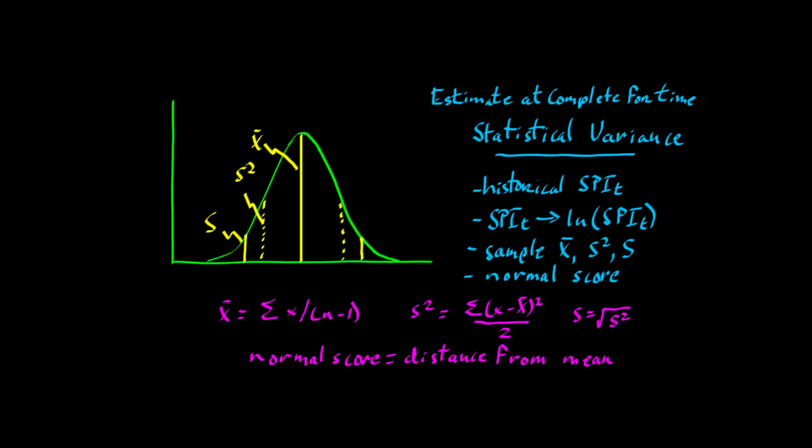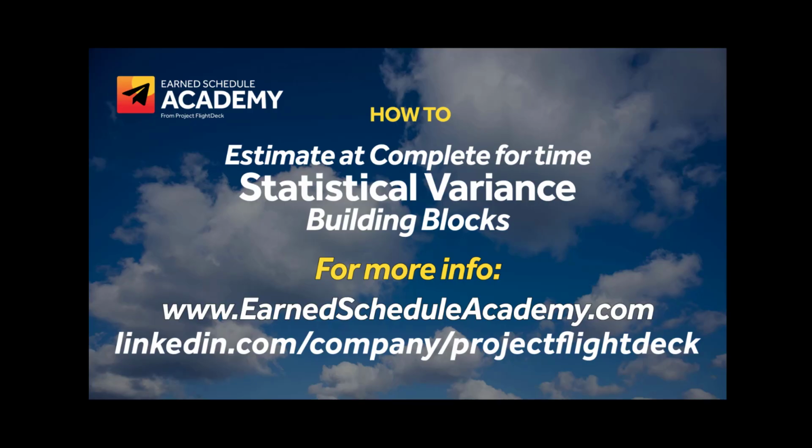For now, let's review the building blocks. High and low bounds for duration estimates are based on historical schedule performance. Schedule performance is expressed by SPIT, but it has the wrong shape for statistical analysis. The log of the SPIT has the right shape. Find the sample mean, sample variance, sample standard deviation. Finally, find the score. For more information on earned schedule topics, here are some references.